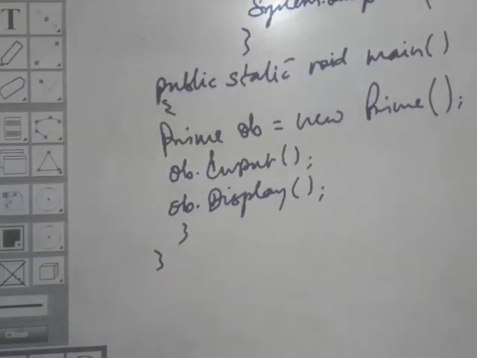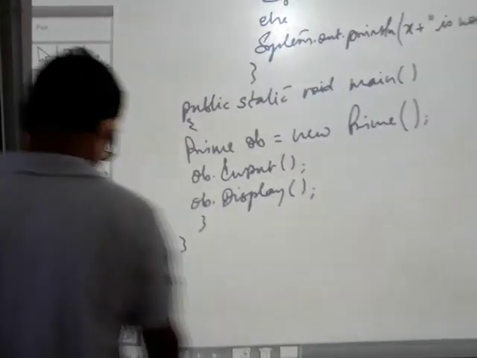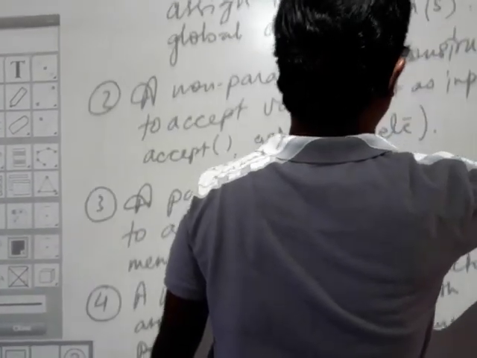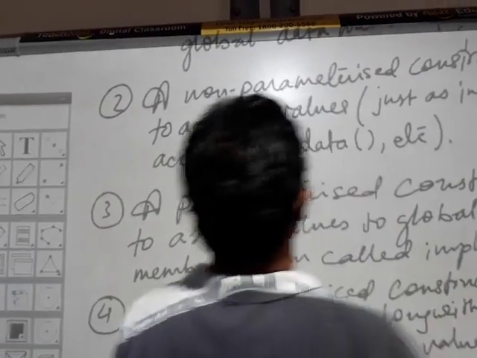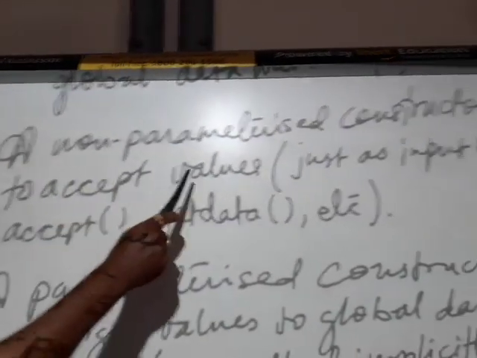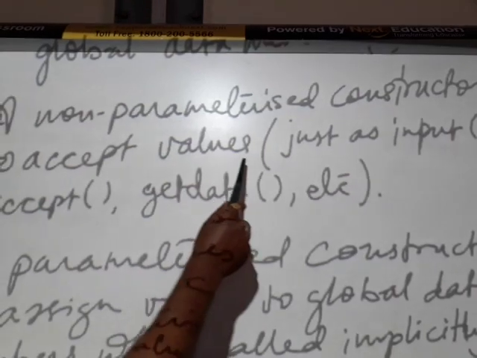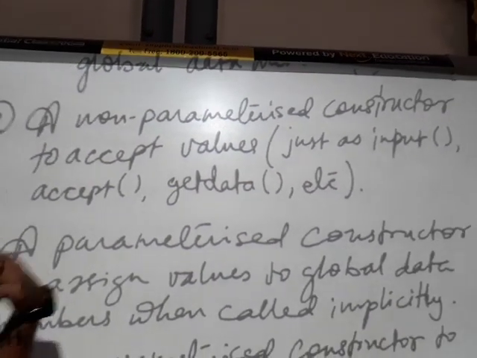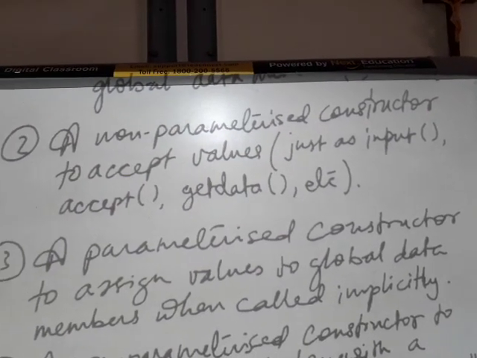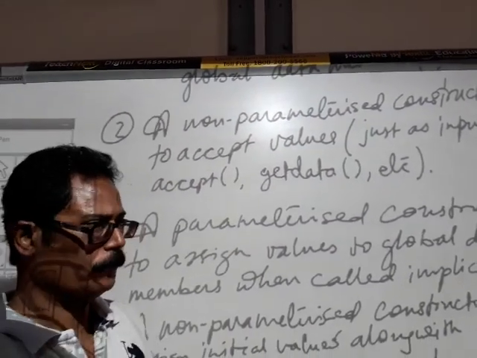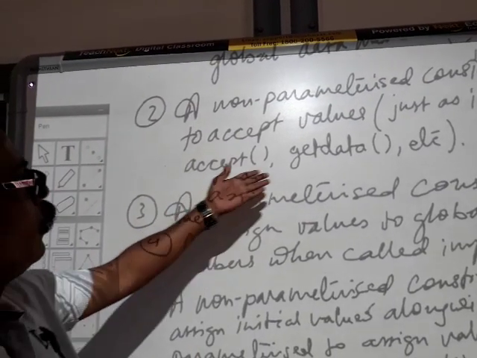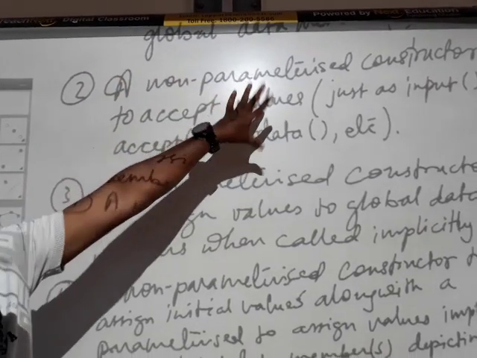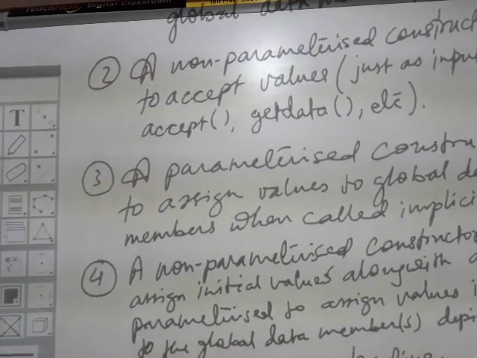Okay, then we move on to the second one. Again, it's a non-parameterized constructor, to accept values. Now just like how we accept it, we have just seen input function, or in other cases in function based programs we have seen accept function, get data, input data, receive functions. So those functions are basically used to accept. So just like that, instead of input function we have a non-parameterized constructor. Okay, let's see this one now.